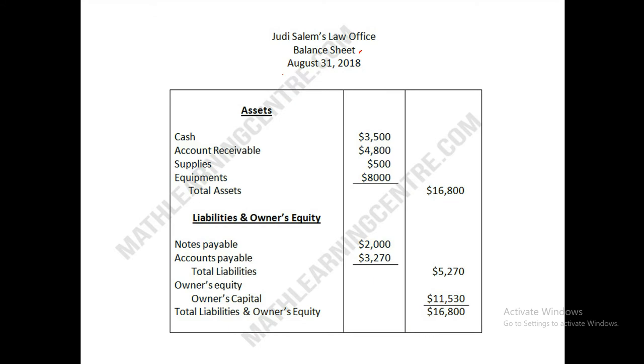Okay. Balance sheet is prepared as of a particular date, August 31st 2080. This is our cash accounts, sorry, asset balance, these four.